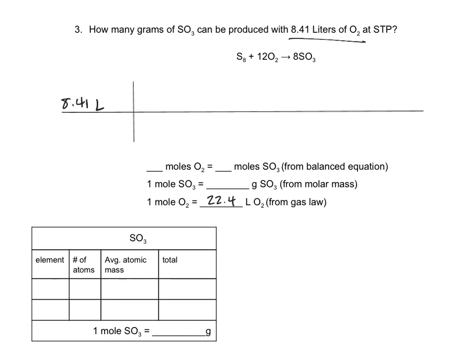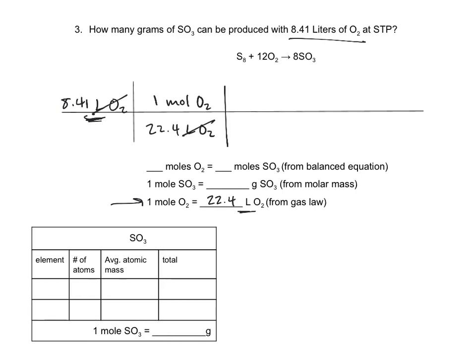8.41 liters of O2. And we know to convert from liters, we use this bottom conversion. 1 mole equals 22.4 liters. We've got liters on top here, so liters goes on bottom next. 22.4 liters of O2 becomes 1 mole of O2. All right, so that conversion is used. We've gotten rid of liters. Now we are in moles.